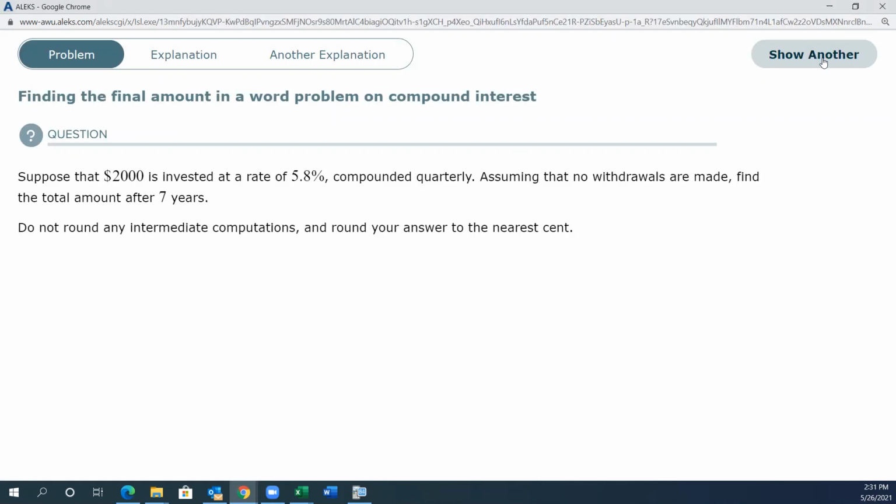Anything else here? Quarterly. Okay, if you had daily, that would be 365. If you have monthly, that'd be 12. So yeah, that's about it.